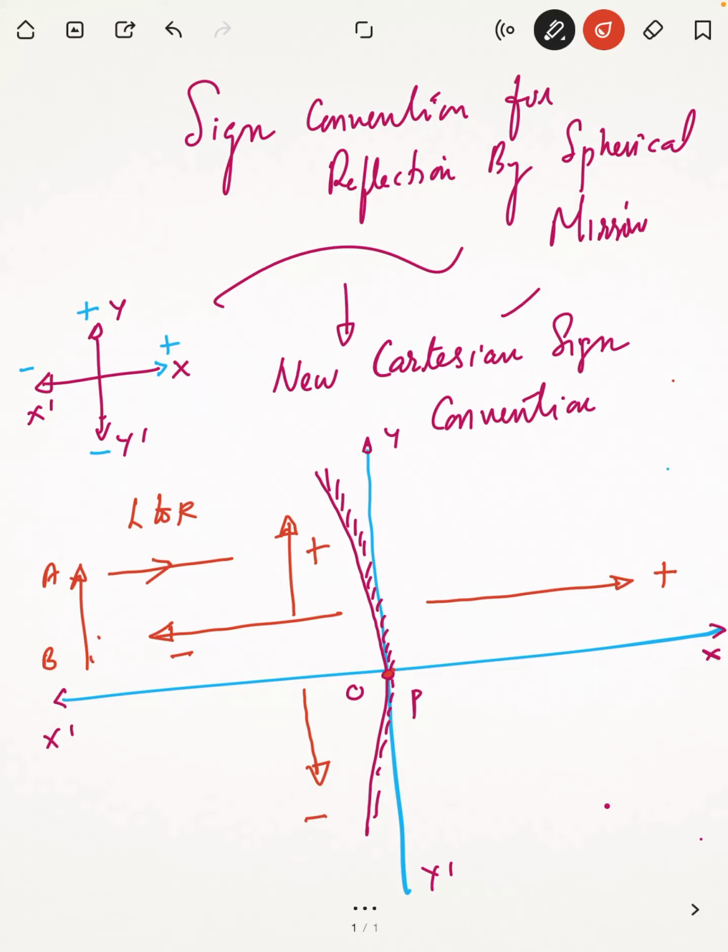All the distances are to be measured from the pole. All the distances measured to the right of the origin, along the positive x axis, are taken as positive, and all the distances measured toward the left side, along the x dash axis, are taken as negative. All the distances measured perpendicular to the principal axis upward, along the y axis, are taken as positive. All the distances measured perpendicular to the principal axis downward, along the y dash axis, are taken as negative. These are the important points regarding the sign convention.